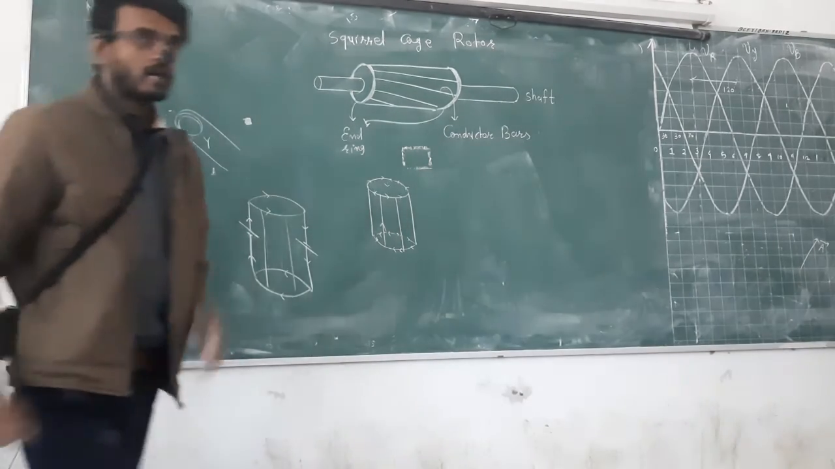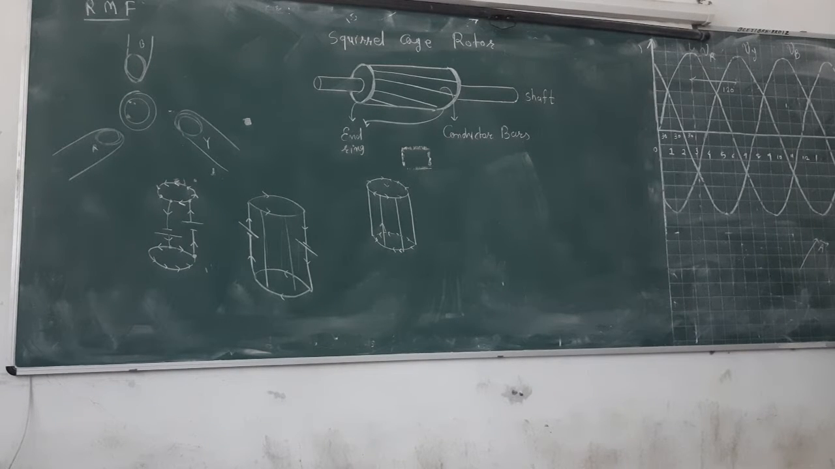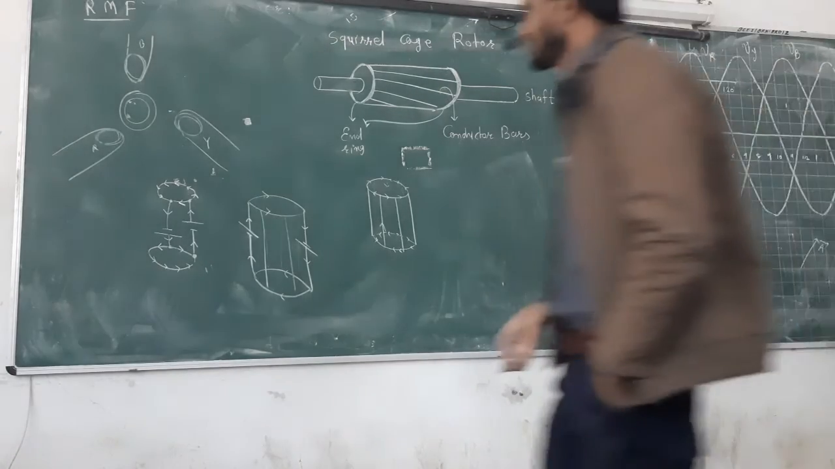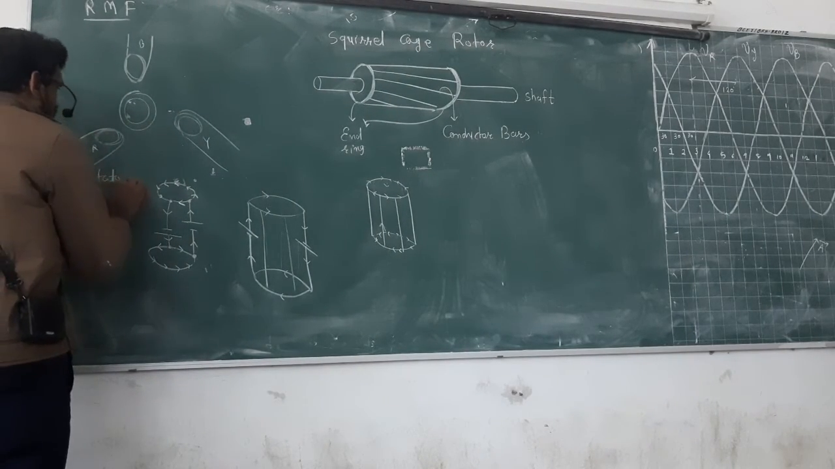Now, next step, what will happen? Next step is that, out of the 3 coils, this is called the stator. And this is called the rotor.